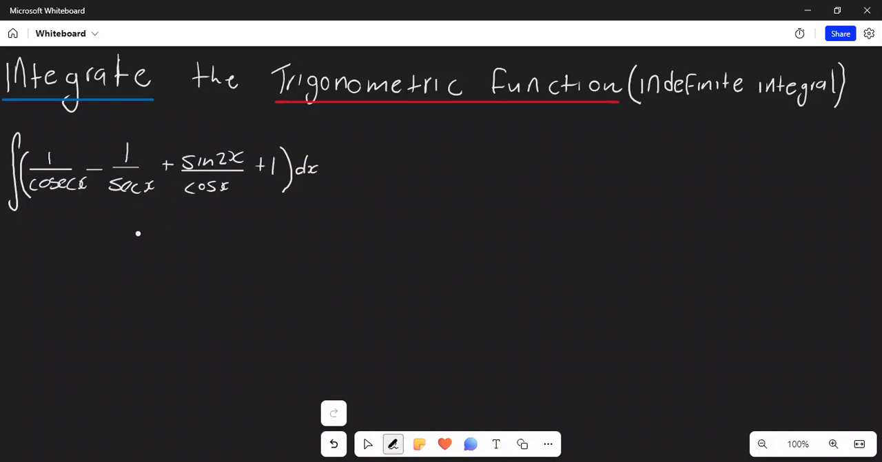Today in this video we'll be finding the integral of this function here. As you can see, this function consists of four terms. Each term you must be able to integrate separately, but before we do that, you can pause this video and try to find the answer, and let's see if we get the same answer as the one we got at the end of this video.